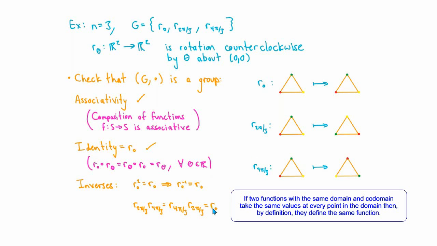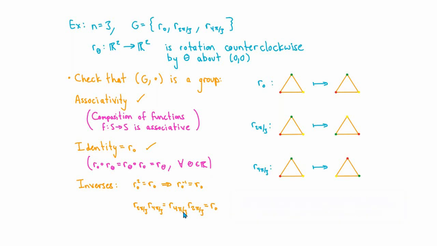The same thing is true if I compose them in the other direction. If I perform the operation R2π/3, and then I perform the operation R4π/3, the net effect is to rotate by 2π radians, which again is just the identity map. That means that the inverse of R2π/3 is R4π/3, and the inverse of R4π/3 is R2π/3. Now that I know that every element of this group has an inverse, I know that this is a group.